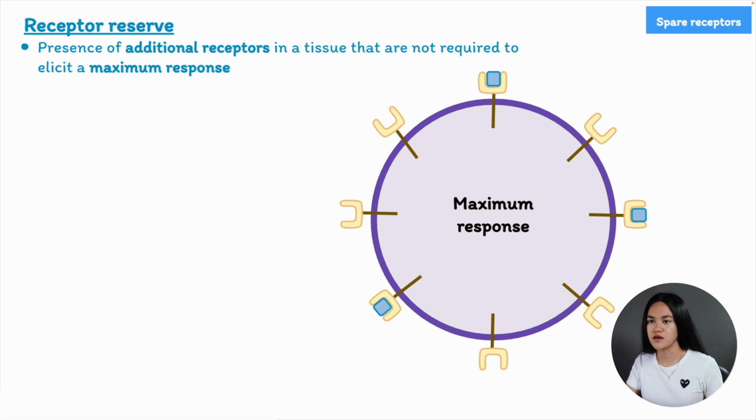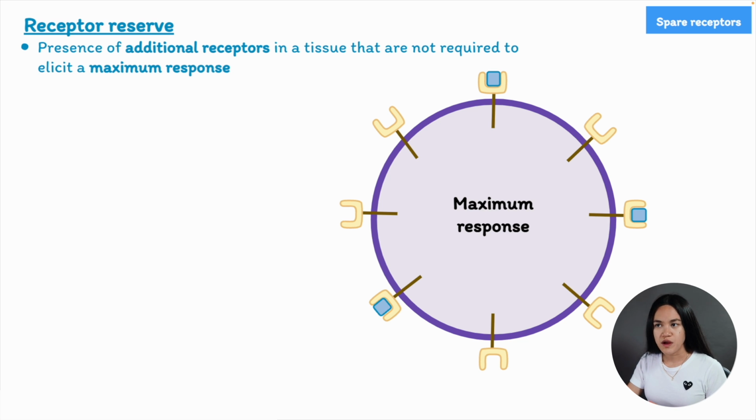are occupied, okay? So here, we can see a cell with 8 receptor molecules. 1, 2, 3, 4, 5, 6, 7, 8. You get it. In this example, the maximum response in the tissue is achieved with only 3 out of 8 receptors occupied. This means that less than 100% receptor occupancy is needed for a maximum response.